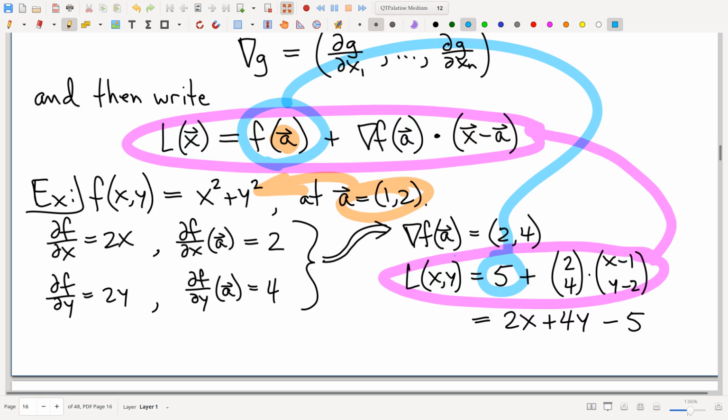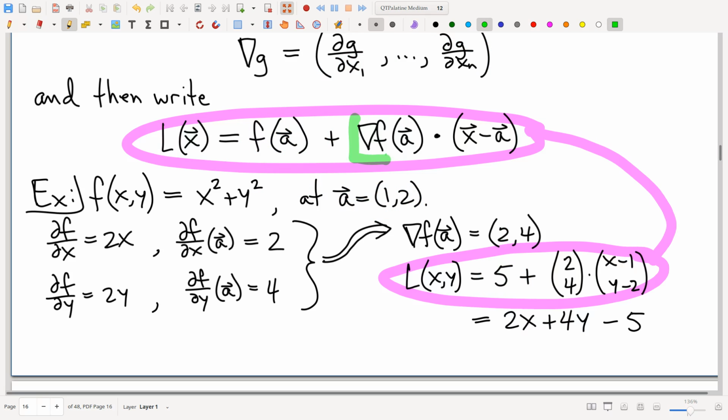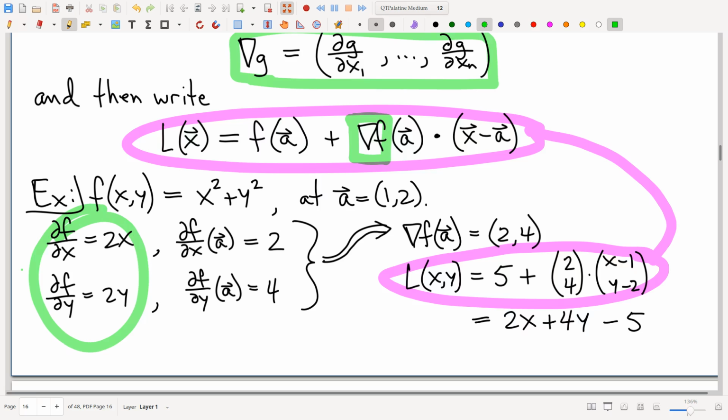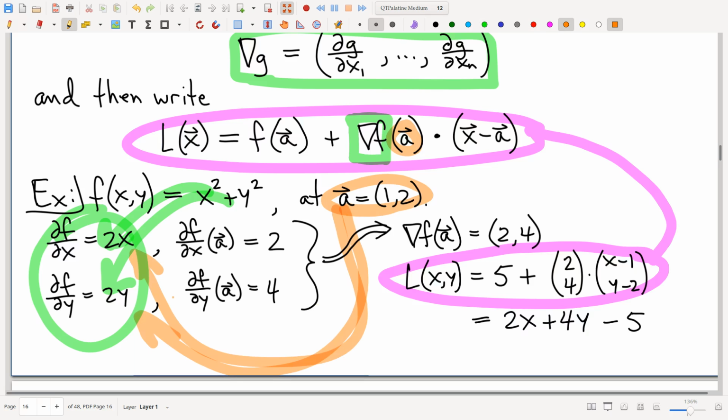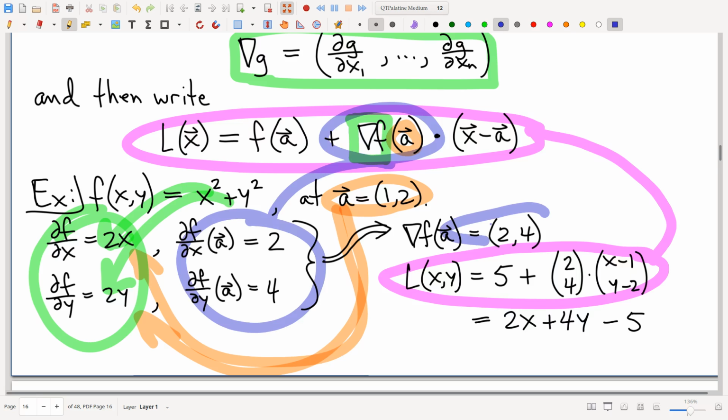Next, I need to compute the gradient. Okay, well, let's see here. The gradient's made up of a bunch of partial derivatives. So we take the appropriate partials, right? Partial derivatives of the function f. So there you go. We do need to plug in, again, the point A. So here's the point A. I'm going to plug this point A into these expressions. And then I get this, which goes there.